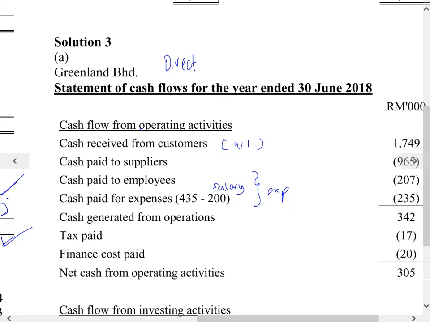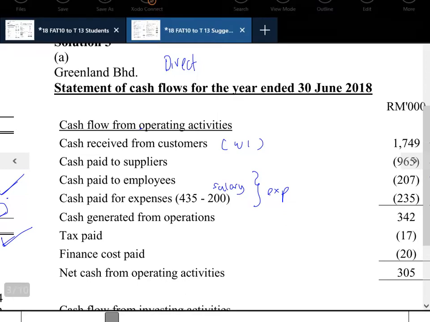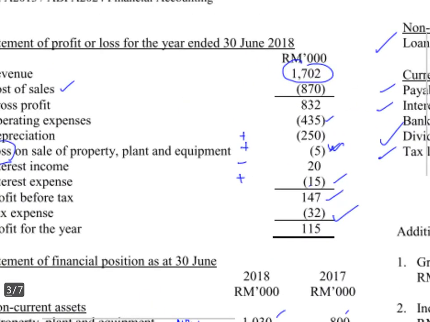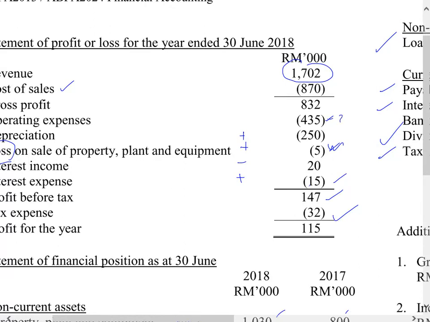Now, question. What if I tell you here, the 435 includes salary, we take it out. This 435 also includes 35 depreciation. Do we pay for depreciation? No. So expenses include depreciation of 35.